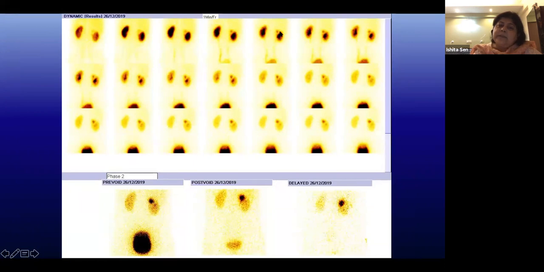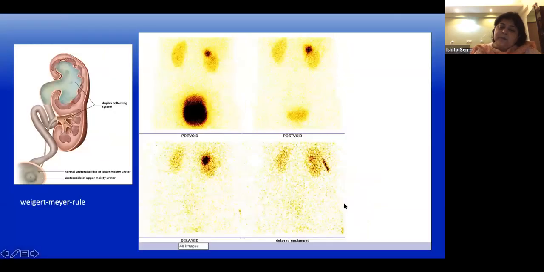The upper moiety, being hydronephrotic, shows delayed arrival of tracer in the pelvicalyceal system, and in the upper pelvis, the tracer is retained even in the post-void image, and you can actually begin to see the ureter here in the delayed image. So this is again a system where you have a duplex moiety and a dilated hydronephrotic upper moiety, and this is the Weigert-Meyer rule. It's an interesting study.